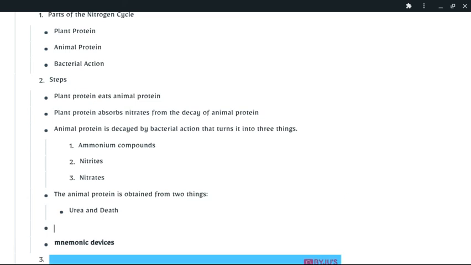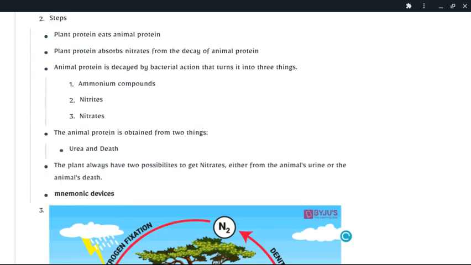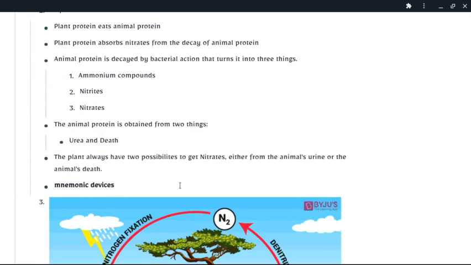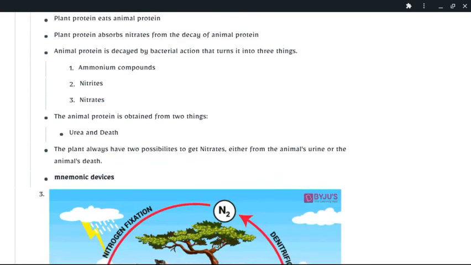So in essence, the plant always has two possibilities to get nitrates, either from the animal's urine, or the animal's death. Yeah, there we go. And that is essentially the end of the steps. So let's cover. So do you have all the steps? I do have all of them.